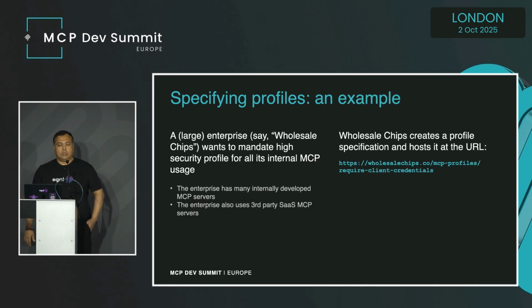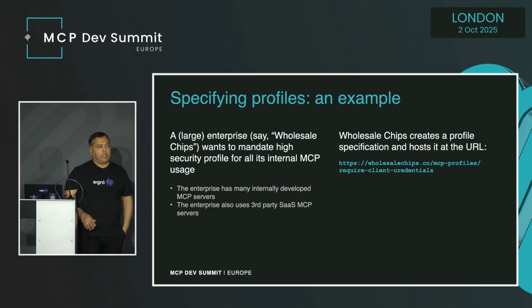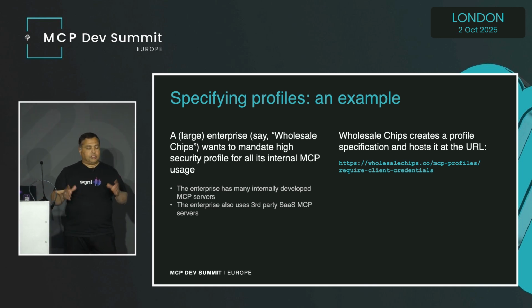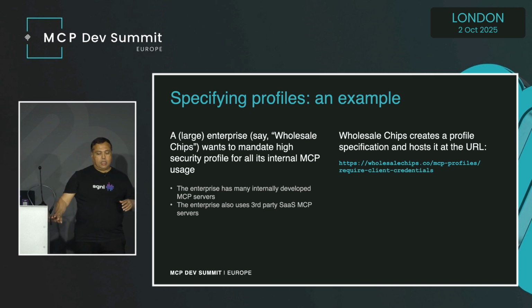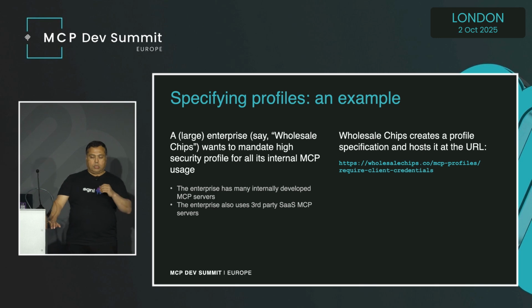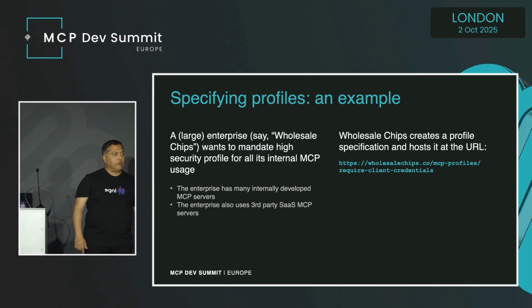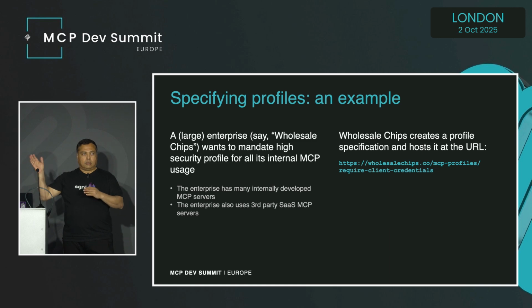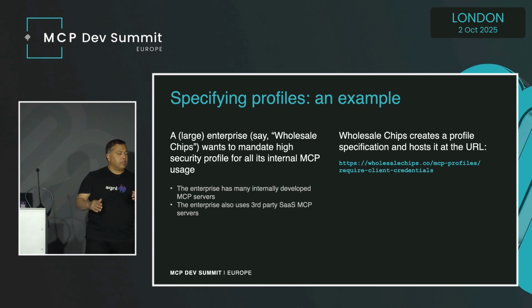Now, I'm going to take an example that I'll run through in this whole presentation. There's a fictitious company called Wholesale Chips, and they want to mandate the use of certain properties. Specifically, it wants to define its own profile, and that profile is located at that particular URL. So the specification URL of the profile is what uniquely identifies that profile. If you define some profile at some other URL, that becomes a different profile.